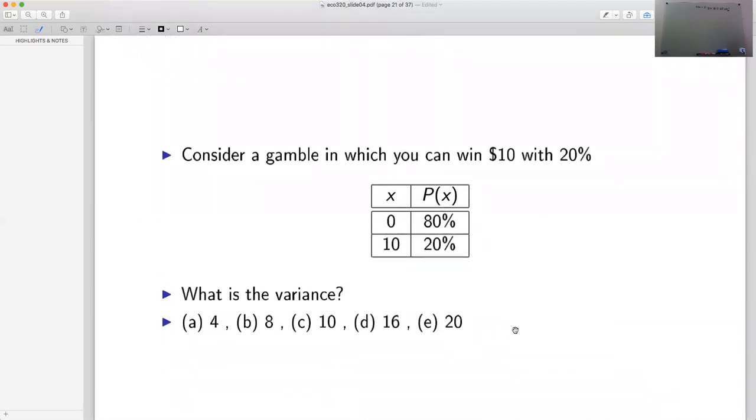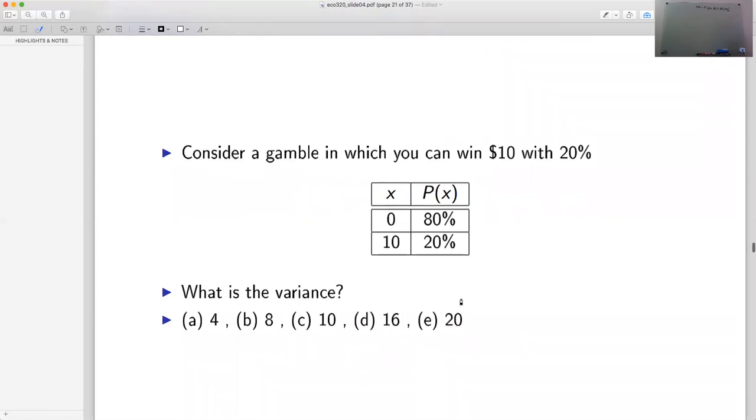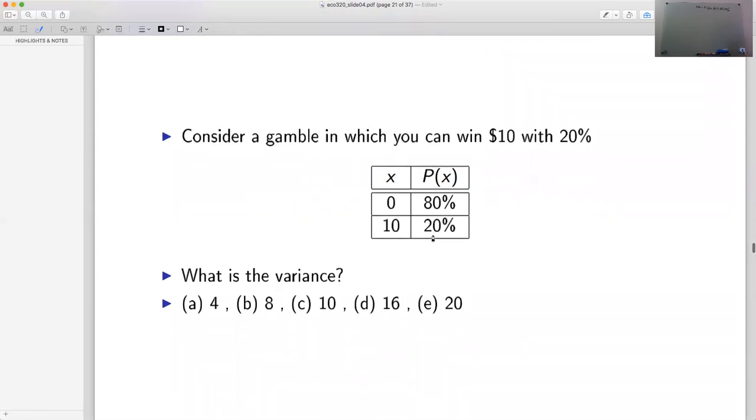Okay, this is another example. You might want to pause this video and spend some time to get the variance and then come back to this video. So let's say you have a 20% chance that you're going to win 10 bucks, but an 80% chance you're going to get $0. So how do we get the variance? Please pause this video and come back.